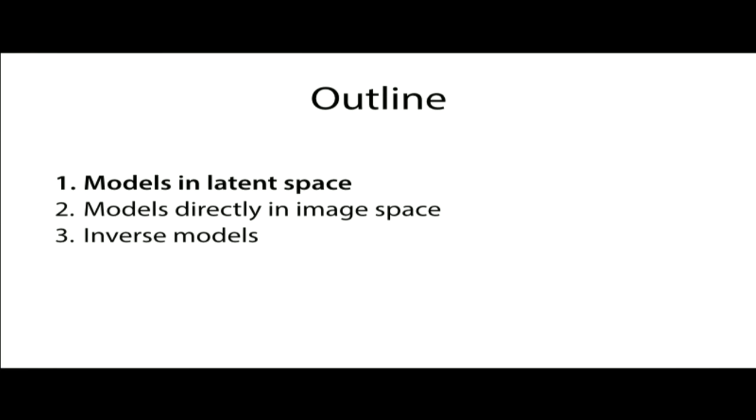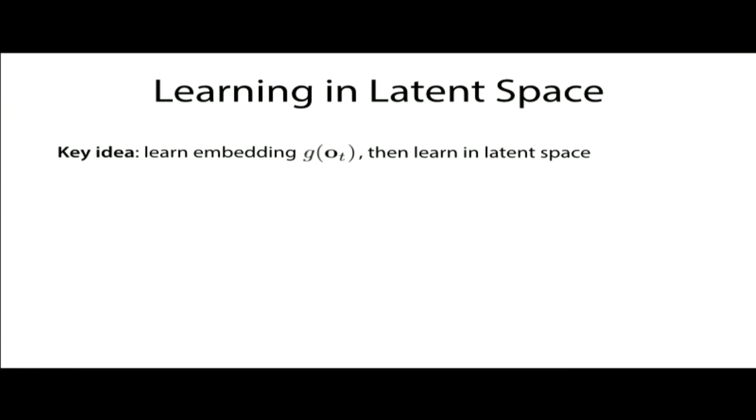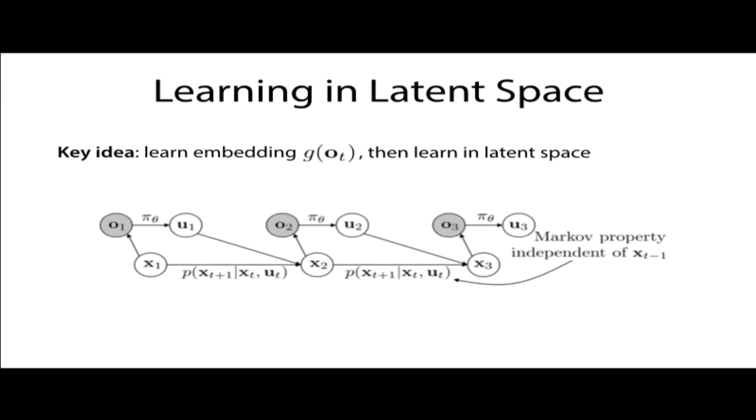OK, so first I'm going to be talking about models in latent space. And the key idea here is to learn an embedding that maps from your observation to your latent space, and then run reinforcement learning in your latent space. So let's take a look at this graphical model again.